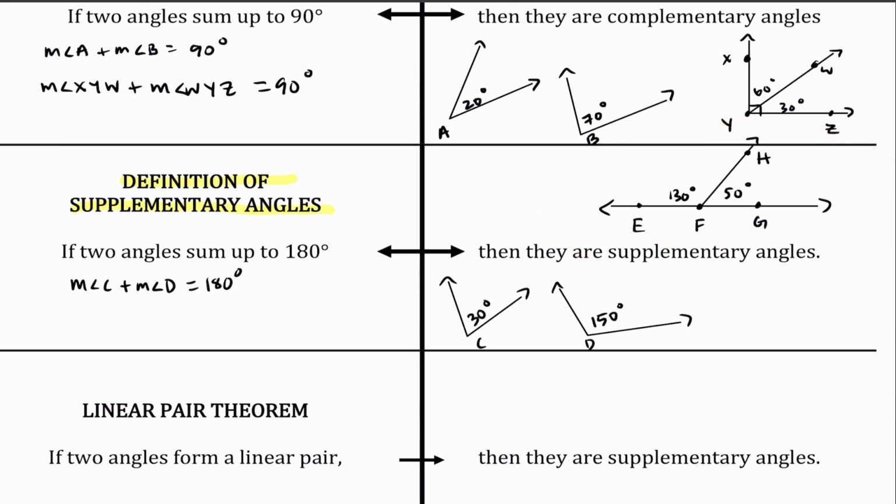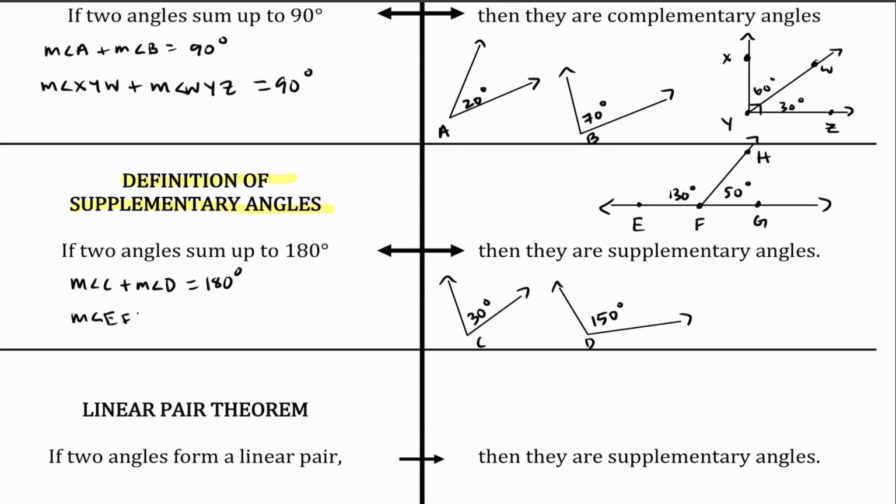Now looking at the adjacent supplementary angles example, you can see that this angle is 130 degrees and this angle over here is 50 degrees. So if you add these two angles together, you're going to get 180 degrees. So I'm going to make a note. The measure of angle EFH plus the measure of angle HFG equals 180 degrees. And this example over here, by the way, is what we call a linear pair. Awesome, and don't forget that this is a definition, so it goes both ways here.